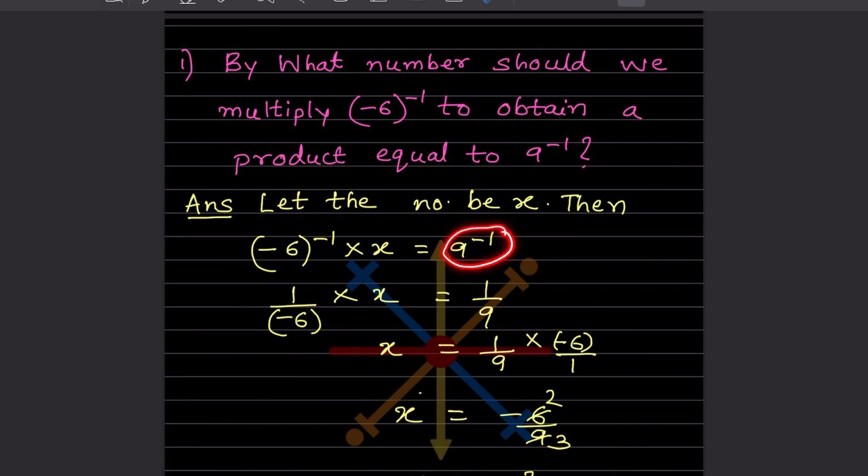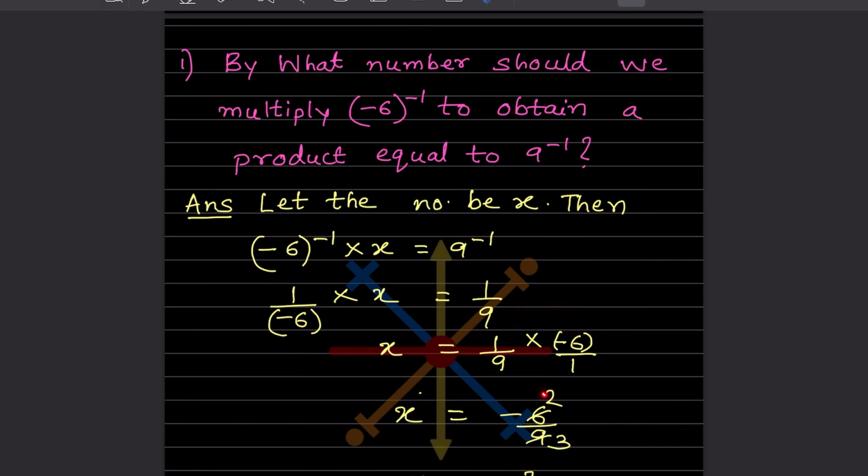So again here, this is 9 raised to minus 1. So this also, we have to make the exponent positive. That will be 1 by 9. So x is going to be this one, 1 by 9 as it is. If this goes on the other side, that is going to flip over. That will be minus 6 by 1. So now the value of x will be minus 6 divided by 9.